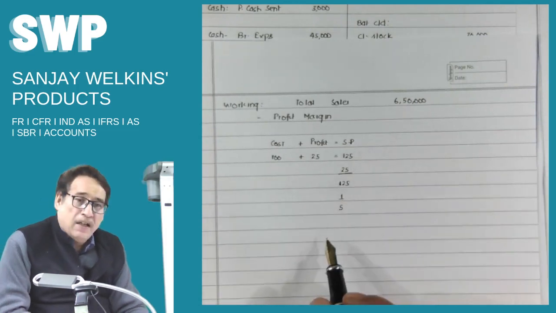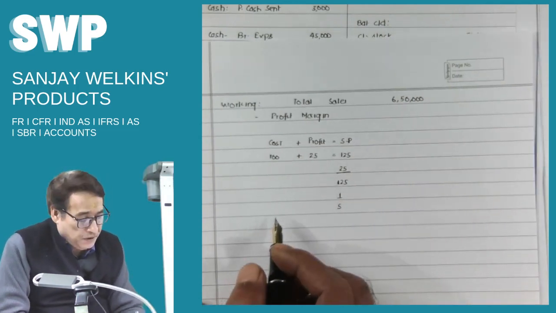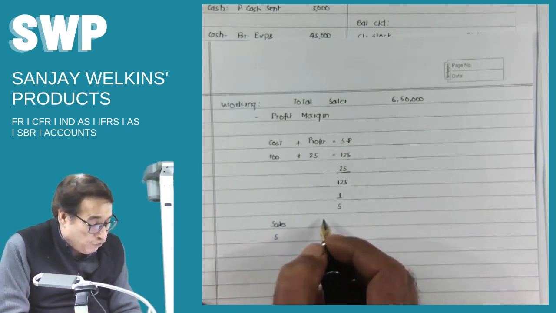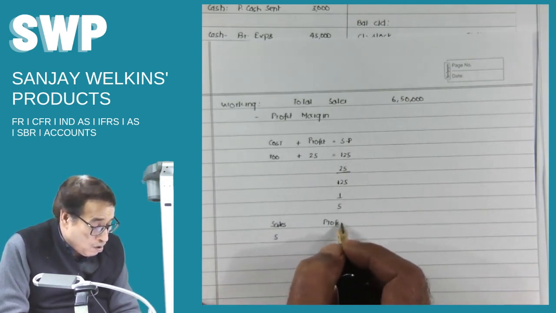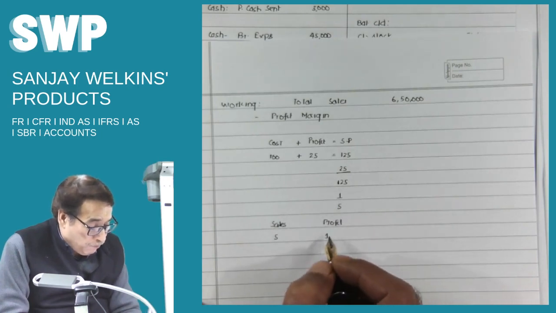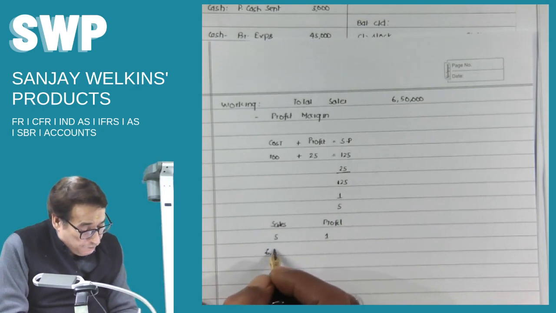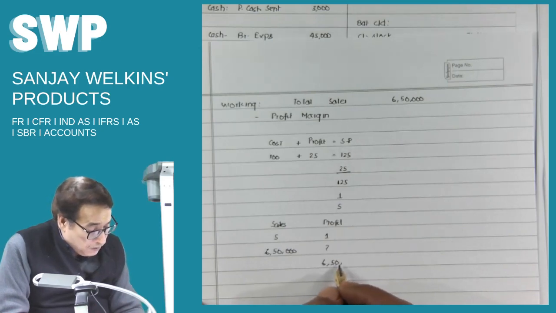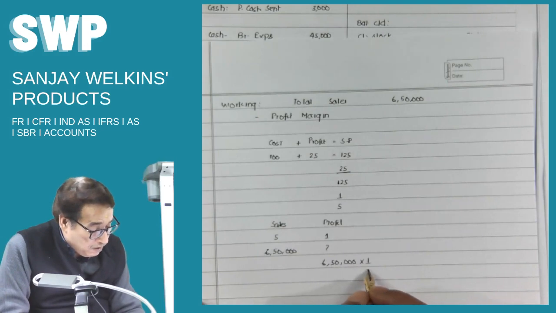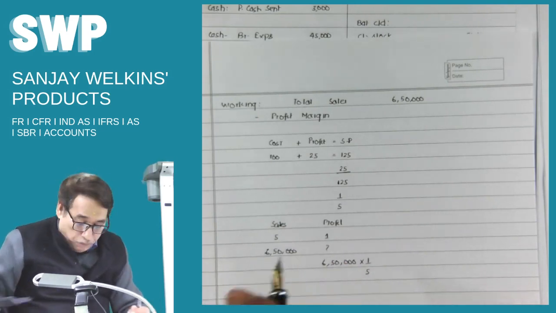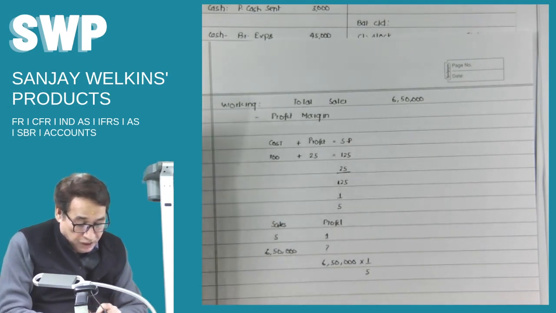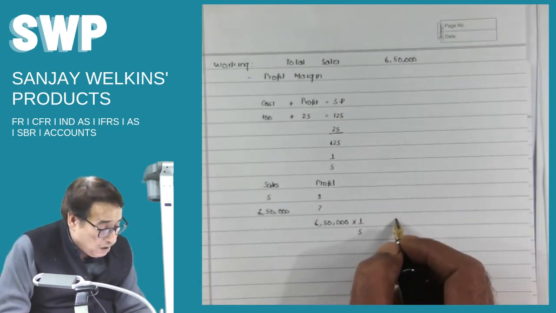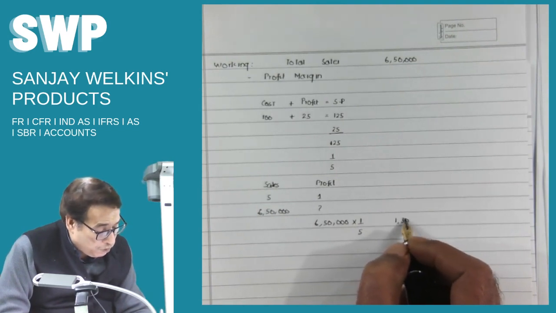So we can find out that in the sales of 6,50,000, how much is the profit margin? I just told you 1/5, what does it show? It shows that if sales is equal to 5, then profit is 1. This is what we call the replication of 1/5. And if sales is equal to 6,50,000, what is the profit margin? So 6,50,000 into 1/5. 6,50,000 divided by 5 is 1,30,000. That means in the sales of 6,50,000, profit is 1,30,000.